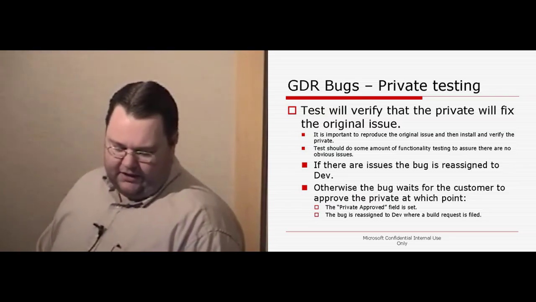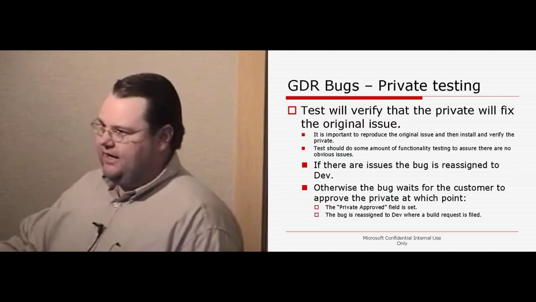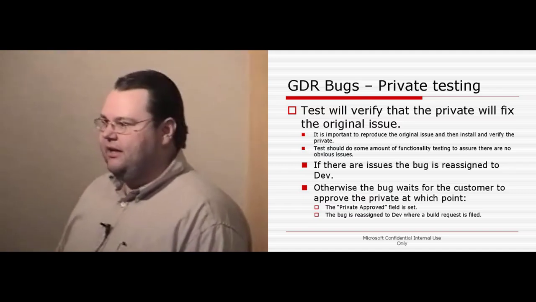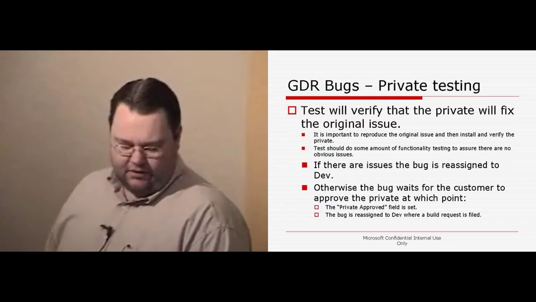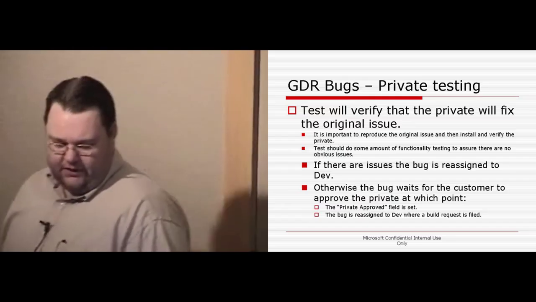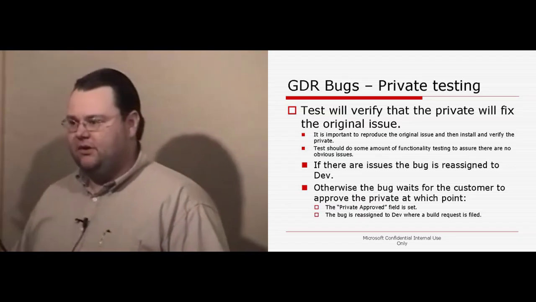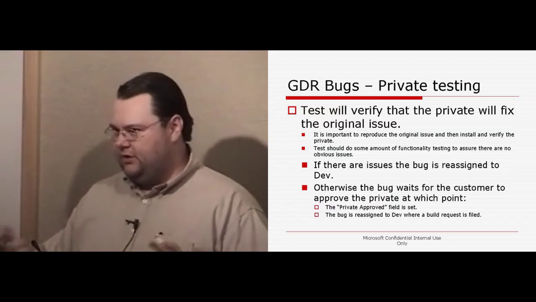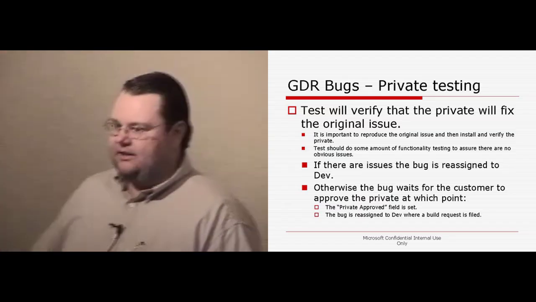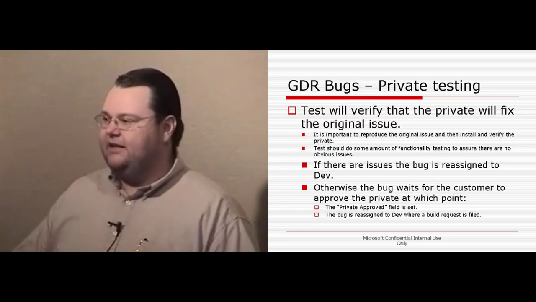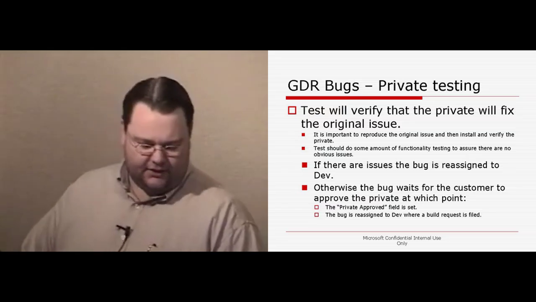So if you find an issue in the private, at that point, you just assign it back to the developer, make a note in the bug, and send them an email. Say, hey, I found a problem with your private. You need to work on it a little bit more. Otherwise, the bug will wait for the customer to approve the private. So both of those things need to happen. The tester on our side, one of you guys who's working on the bug, needs to say that the private's good, and the customer who actually got the private to test it in their environment needs to come back and say it's good.